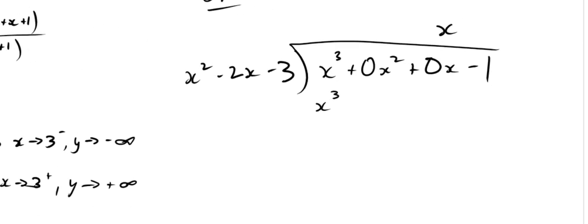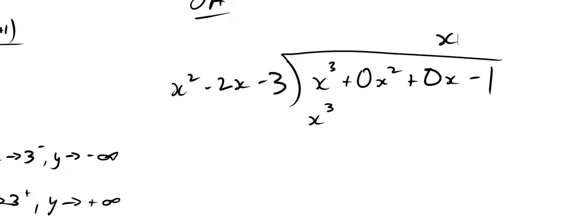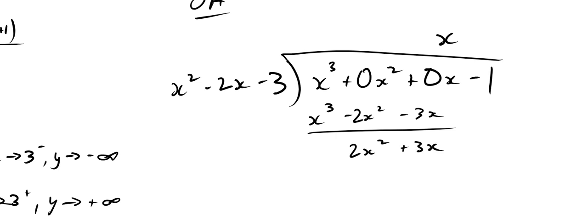You might want to watch if you want a quick view of how to do this. Then I take this and I multiply by each of these three one at a time and put my answer here, right? So x times negative 2x is negative 2x squared. x times negative 3 is negative 3x. So then I subtract. x cubed minus x cubed is 0. That has to happen. We set it up that way. 0 minus negative 2 is 2. 0 minus negative 3 is 3. Bring down the minus 1.